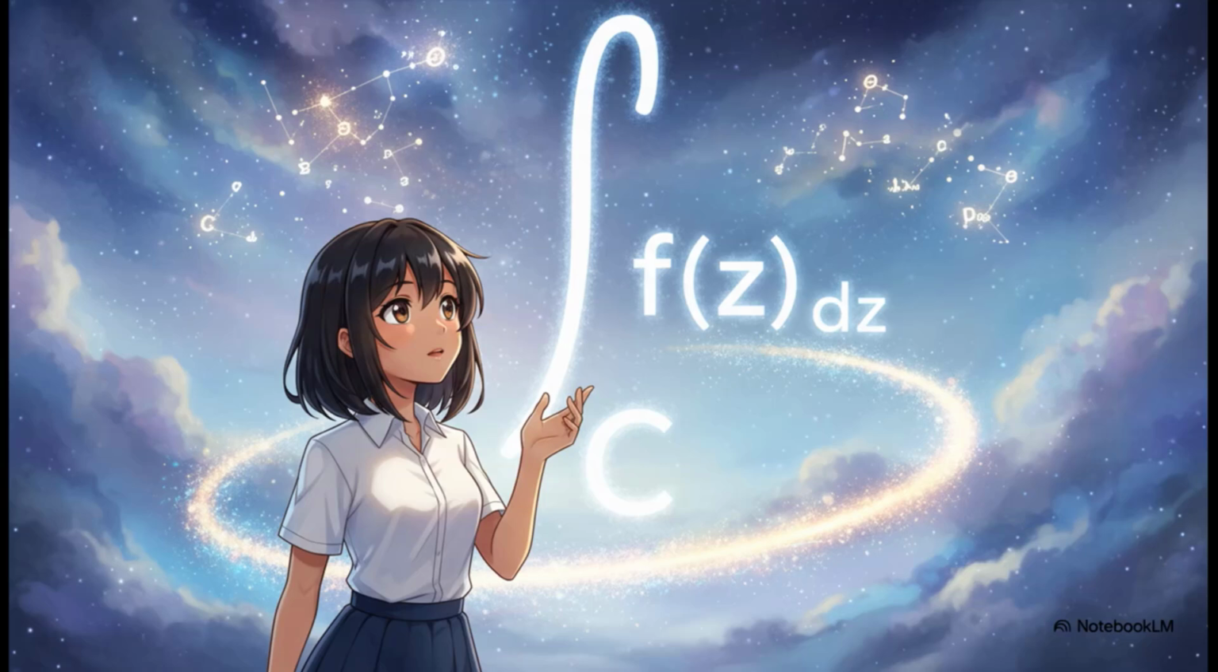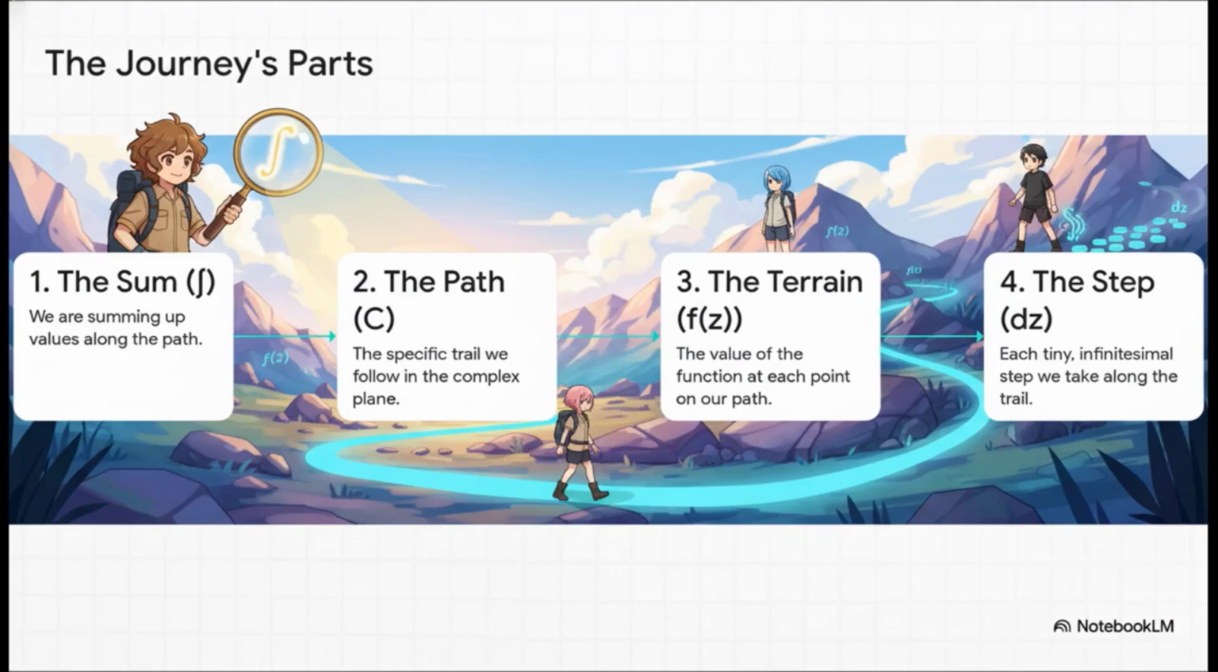Let's break down what each piece really means, conceptually. Okay, think of this like you're on a hike. That integral sign, the integral, that's just telling us, hey, we're summing stuff up. C is our trail, the specific path we're hiking. F of z, you can think of that as the terrain, maybe the elevation or some other value at every single point on our trail. And dz, that represents each tiny little step we take along that trail. We're just adding up the value of the terrain for every single step of our hike.